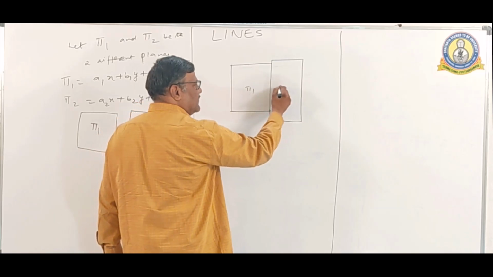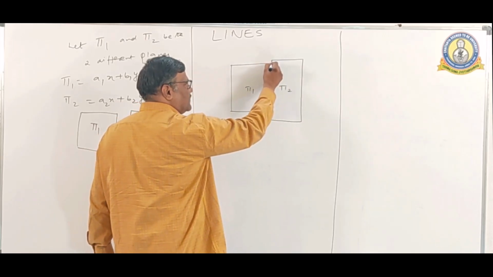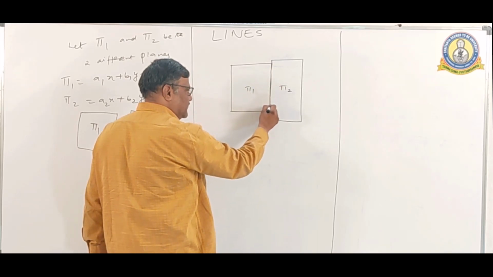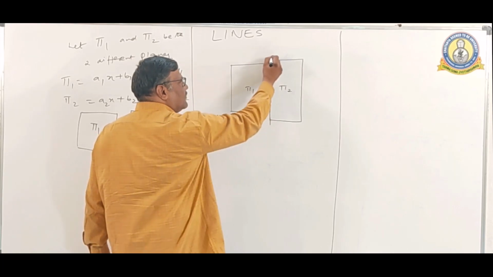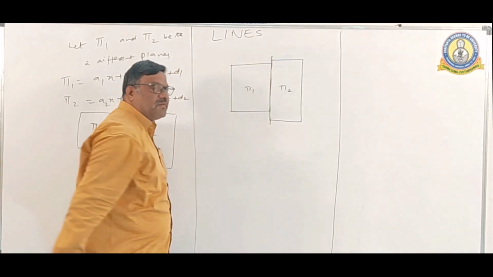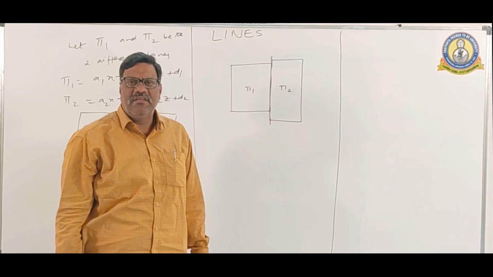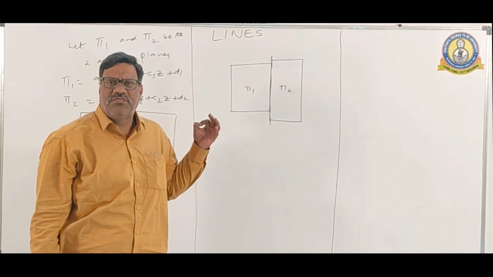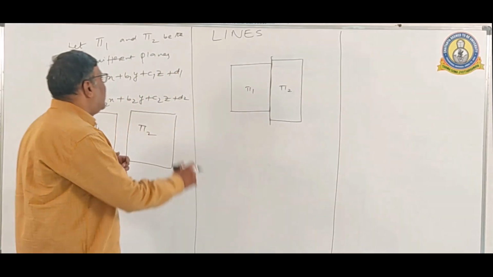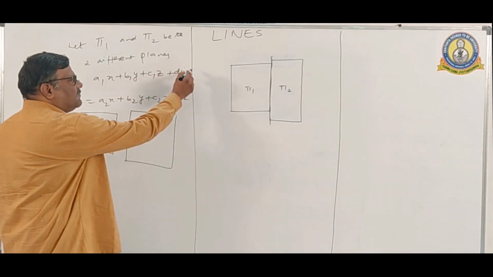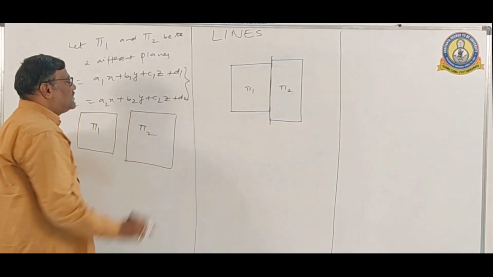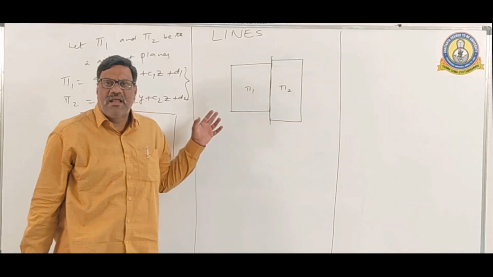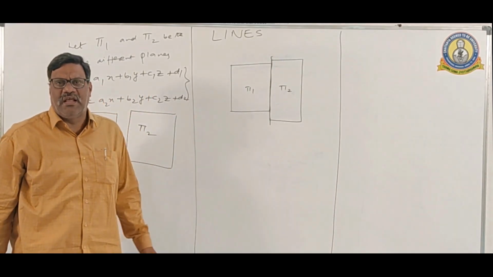So this is phi1, this is phi2, and the common portion obtained by the intersection of these two planes is represented with this dark line. This dark line geometrically represents our line. So a line is defined as the intersection of two different planes. The first form of the line is phi1 equal to a1x plus b1y plus c1z plus d1, and phi2 equal to a2x plus b2y plus c2z plus d2. These two equations are called the asymmetrical form of the line.